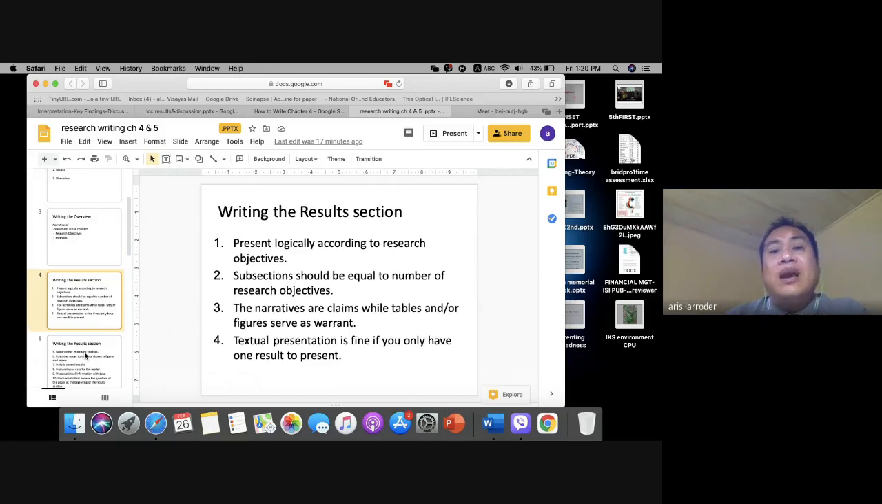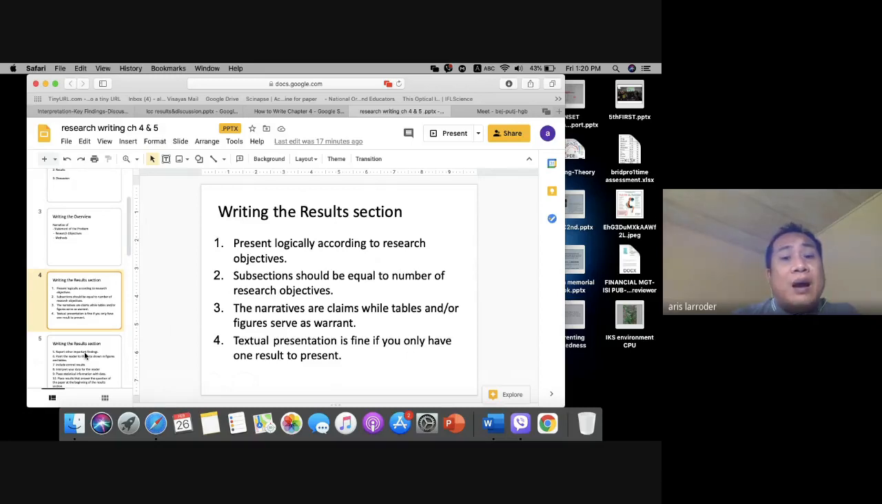Now, for number 3, the narratives are claims, while tables and/or figures serve as warrant. Warrants, by the way, are data that you have generated. So that is why when you have pH measurements, you don't present the table or tabulated data and the figures and then explain to the reader, but rather explain first to the reader and then provide the table and the figures.